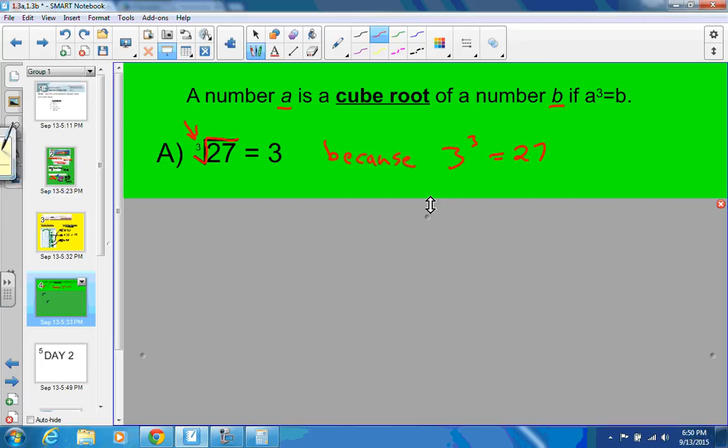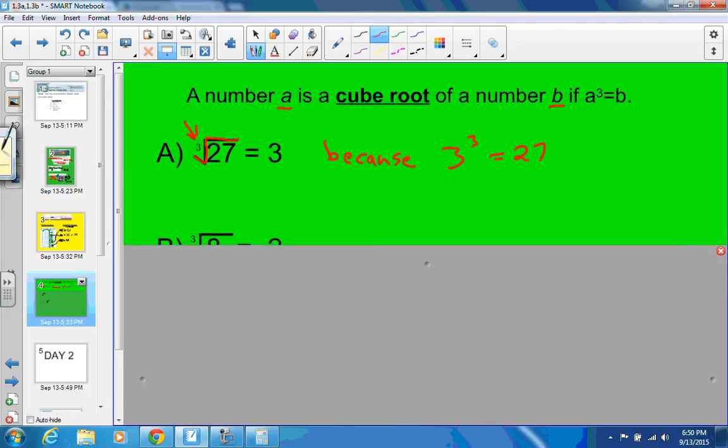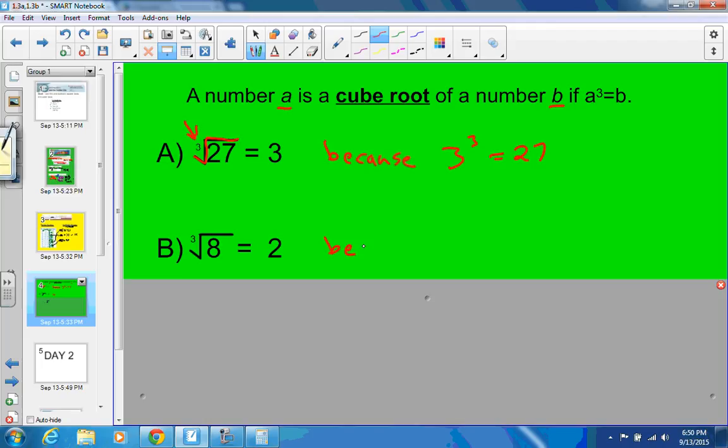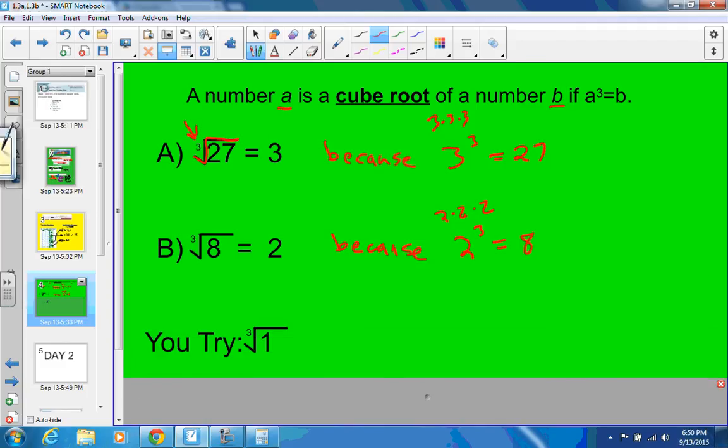It's hard to explain, you just have to see more and more of them. Cube root of 8 would be 2, and hopefully you're catching on. It's because 2 cubed is 8. So 2 times 2 times 2 is equal to 8. This one up here was 3 times 3 is 9 times 3 is 27. Okay, let's do one more. Cube root of 1. I want you to try that on your own. What times itself will get you to 1? Hopefully that was an easy one for you.